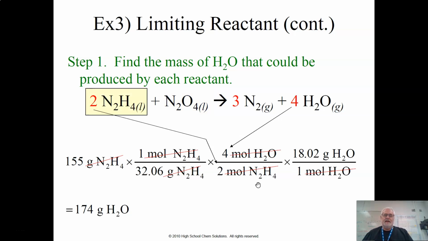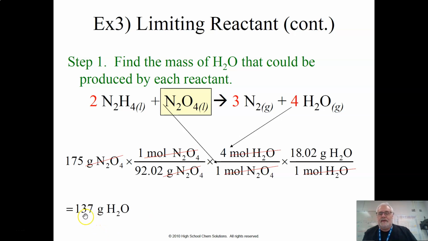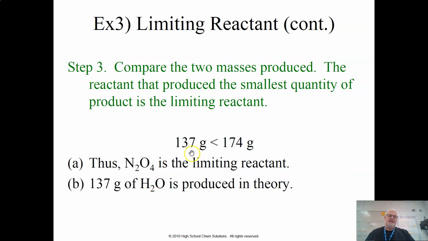And in one case, you got 174 grams, and in the other case, you got 137 grams, both of the same product, water. Only one of those can be right, and just like the cheeseburger, the one that is the least, the 5 cheeseburgers, is the right answer. Just like this one, 137 is going to be our correct answer because it's the smallest number. All right, so N2O4 is the limiting reactant between the two of them, and 137 grams of water is produced.